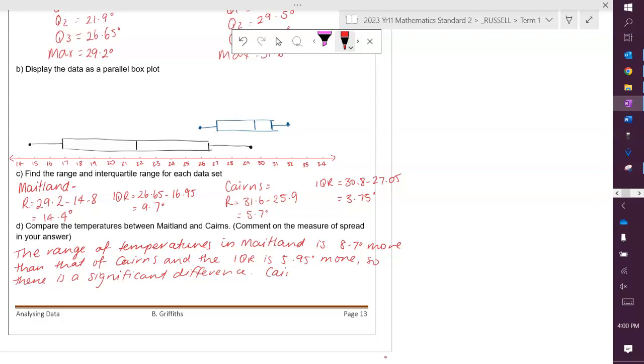We can then say that Cairns' mean monthly temperatures are more consistent than Maitland. And we can also see that just looking at how close together all of our temperatures are for Cairns. Maitland is really spread out, whereas Cairns is that nice and compacted box plot.